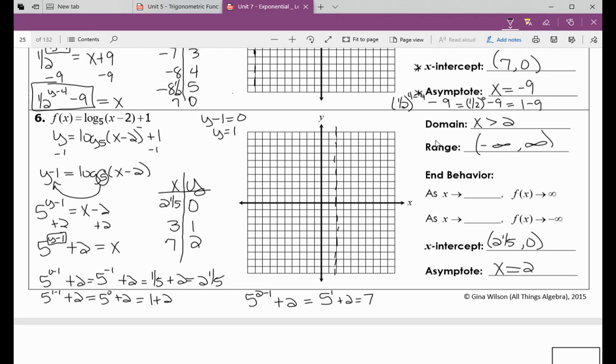Now, since my asymptote, I've already drawn that in, all of these points should be to the right of that asymptote. So I go over 2 1/5, so roughly about here, a little bit past that line, and stay at 0. I go over 3 and up 1, and then I go out 7. That would be 4, 5, 6, 7, and up 2. So I start really close to that asymptote, don't cross it, and then I curve away from that asymptote.